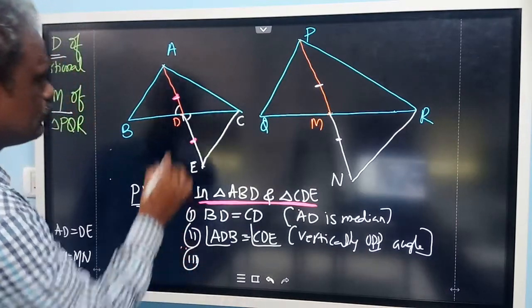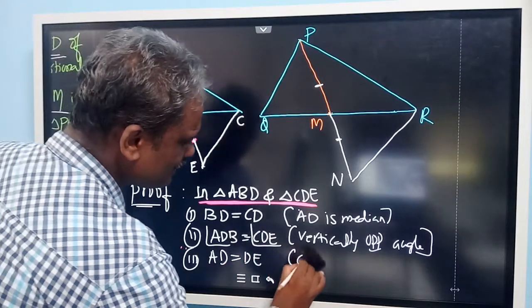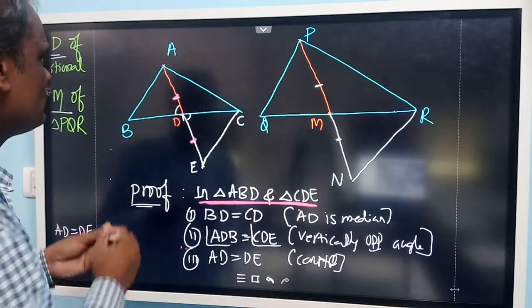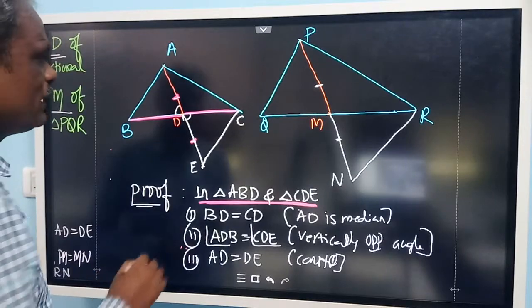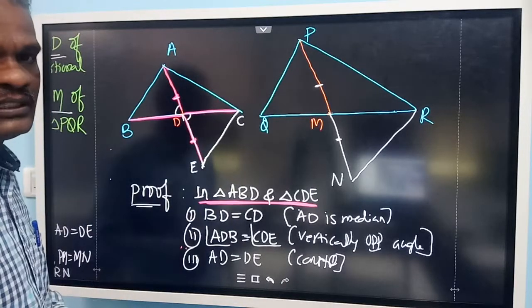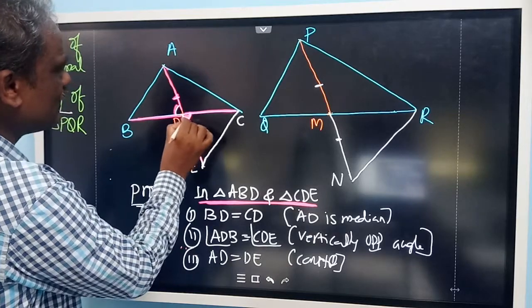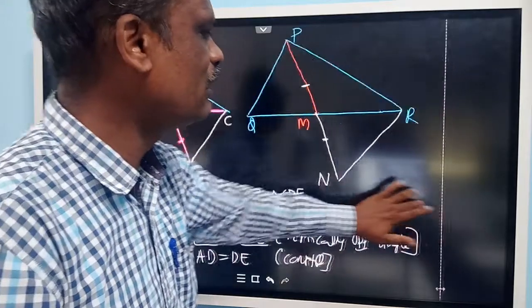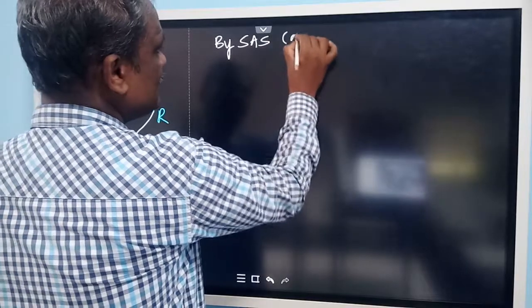Then one more. AD is equal to DE. Very good. This is done in construction. So every time you have to write the reason for every step. So look at this. In these two triangles, we have taken BD is equal to DC because it's a midpoint. Then AD is equal to DE. These two are done in construction. Then these two angles are equal, vertically opposite angles. So therefore, by SAS congruence rule.